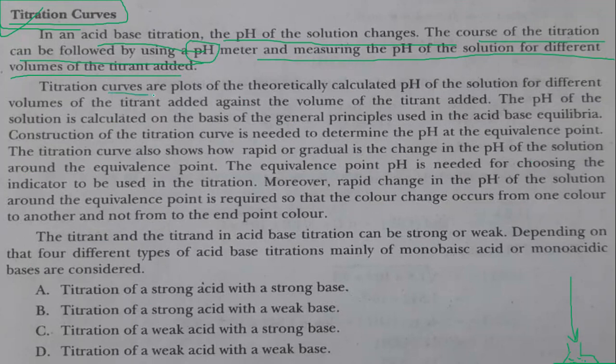So titration curves are the plots of the theoretically calculated pH of the solution for different volumes of titrant added, against the volume of the titrant added. So you are measuring the pH at the different volumes of titrant added.